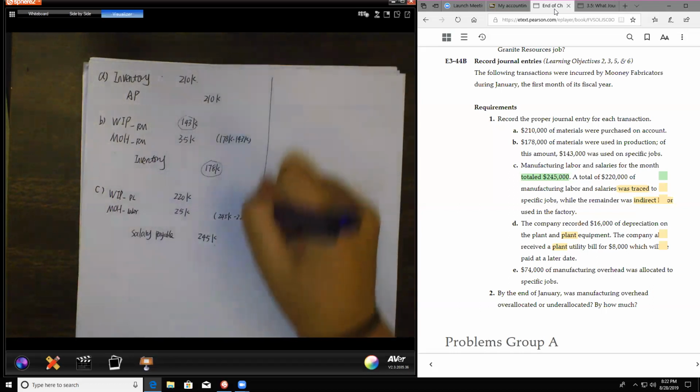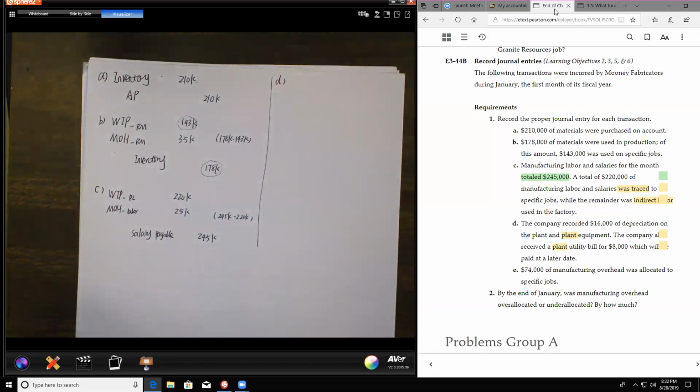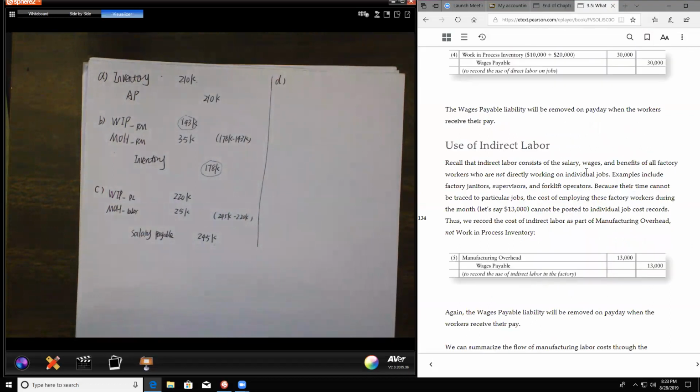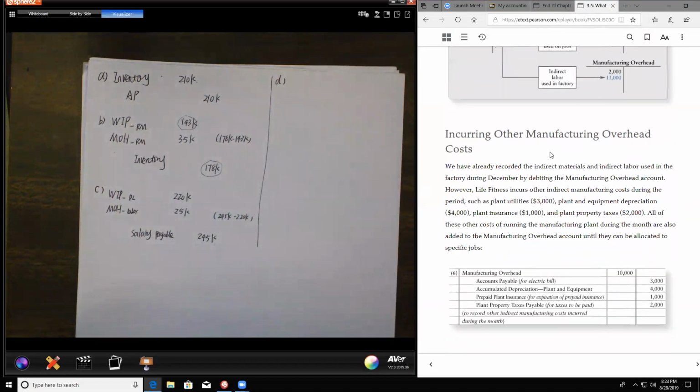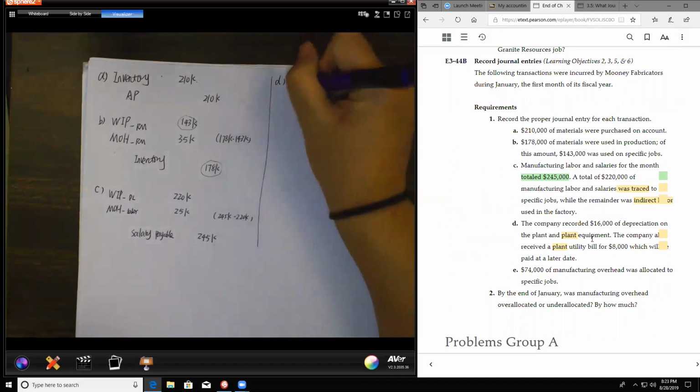Okay, so I just put it here, and then the next transaction, transaction D, said you have depreciation on plant, so that gives you an idea. It's manufacturing overhead, and then you also have plant utility 8,000. So that goes to our manufacturing overhead. Remember, in the textbook those are manufacturing overhead costs, right? So you have depreciation, and then you have the utility. Those happen in the plant, so that goes to our manufacturing overhead.